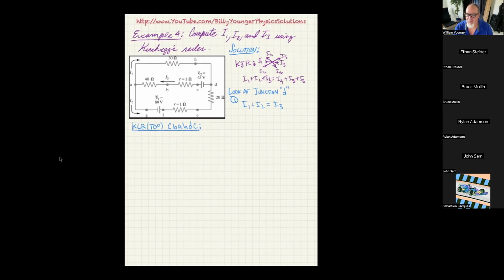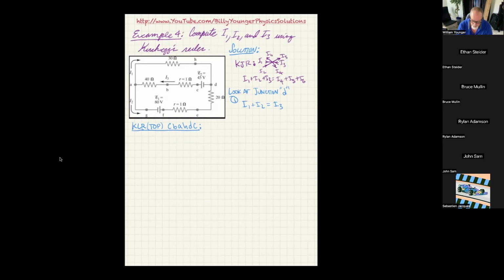Now, the trick is in this case, they actually gave you I1, I2, and I3 and specified which directions they're going. I wouldn't necessarily do that. If I gave you this problem, I would say label the three branches with a current name and then solve for all of those currents. So you get to choose your direction and everything as well as the names. And then you can choose whether you're going with the current or against the current.